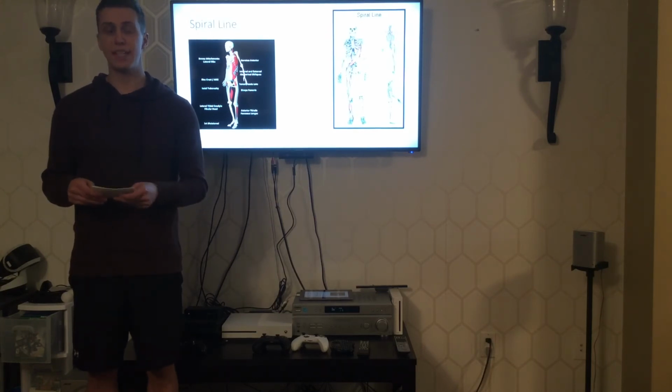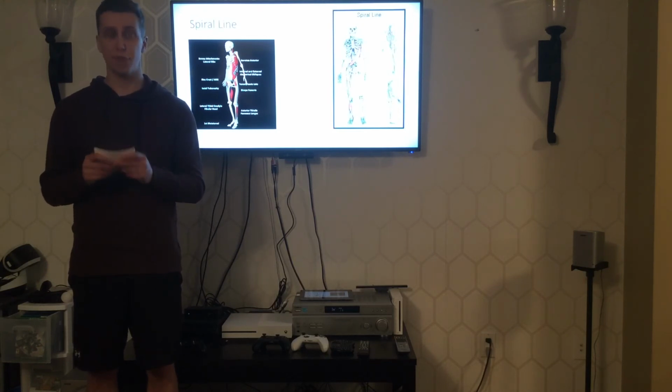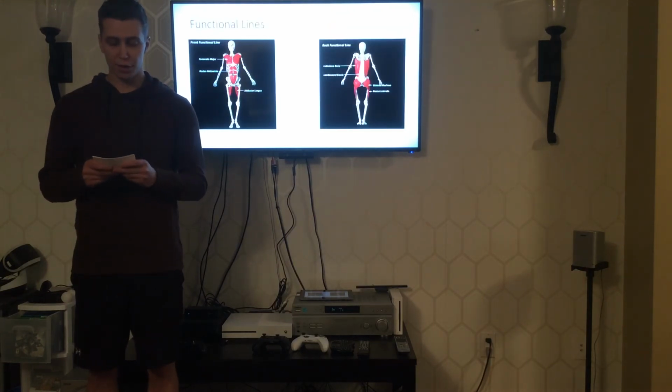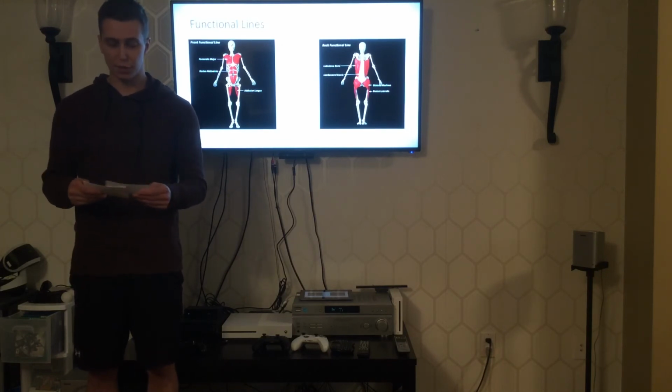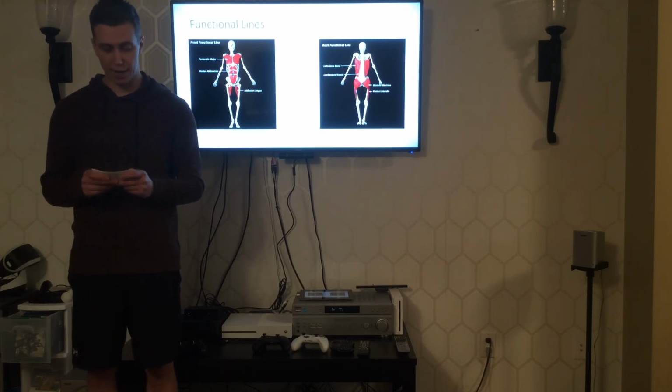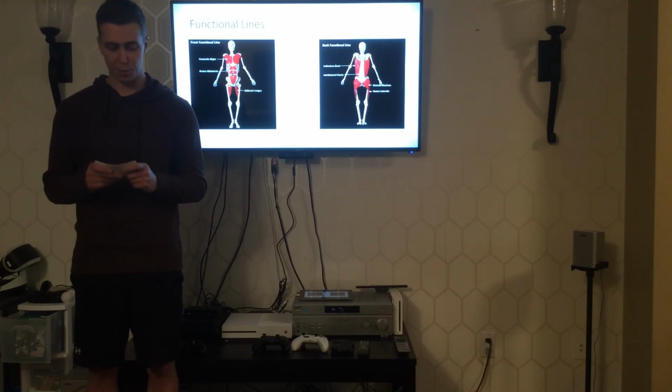Now that we have a good idea of myofascial lines, let's take a look at functional lines. There are two different functional lines in the human body, the front functional line and the back functional line. Let's first look at the front functional line. The front functional line begins at the pectoralis major and connects to the lower ribs, where it has a myofascial continuity with the rectus abdominis as well as at the pubic bones, and then down via the adductor longus muscles.